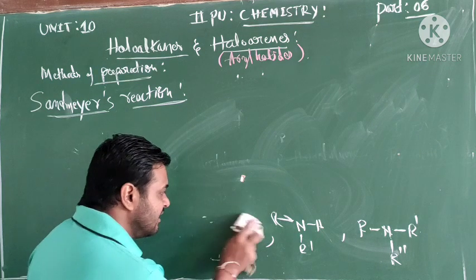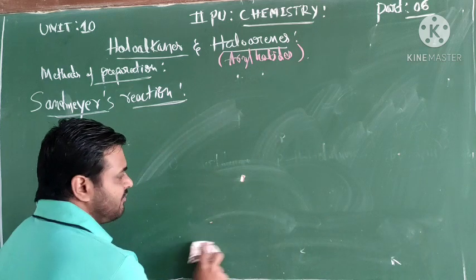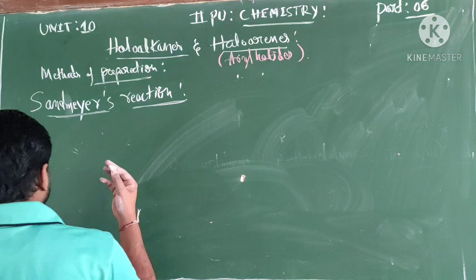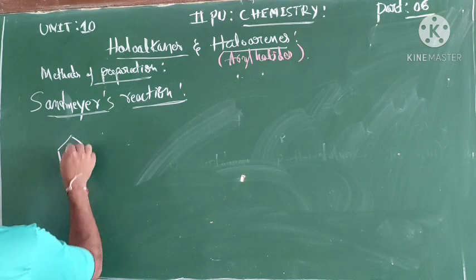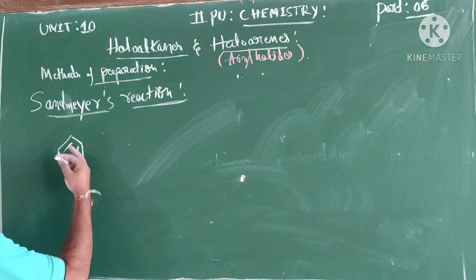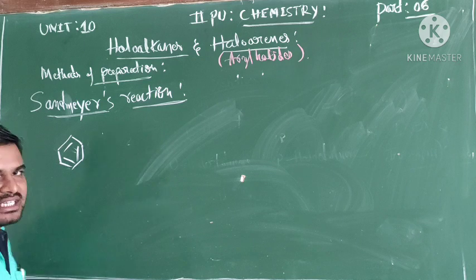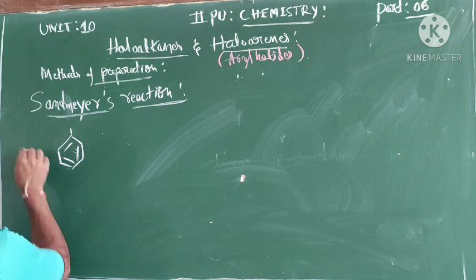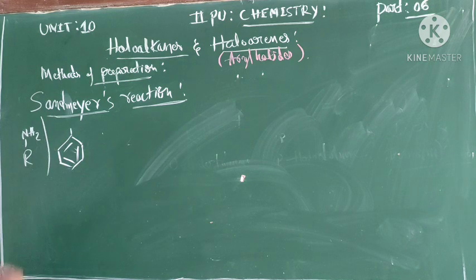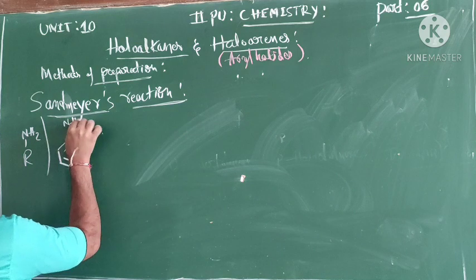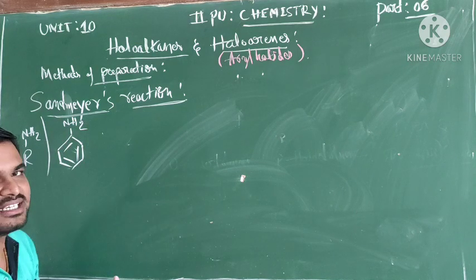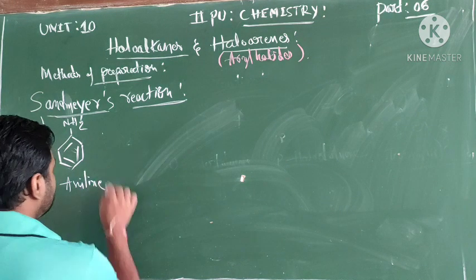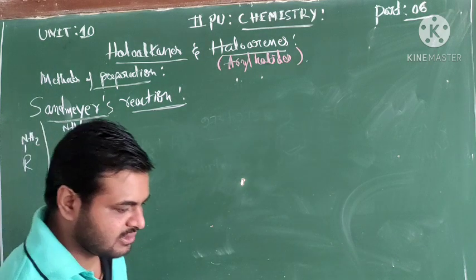Especially we take primary aromatic amines, not aliphatic, because we prepare haloarenes. Aromatic means a benzene ring containing three alternating double bonds. A benzene ring directly attached with an NH2 group is called aniline. Aniline reacts with nitrous acid.